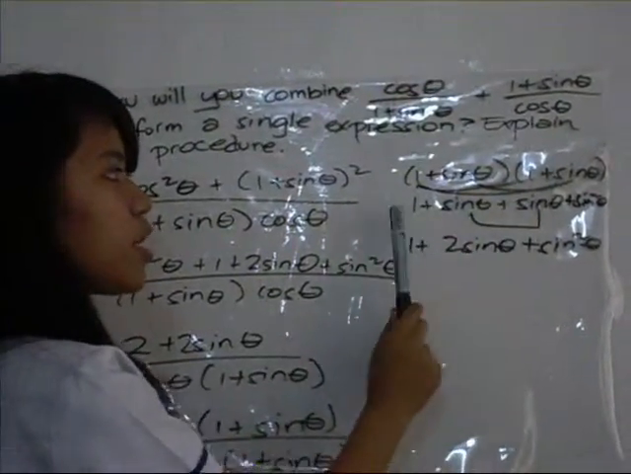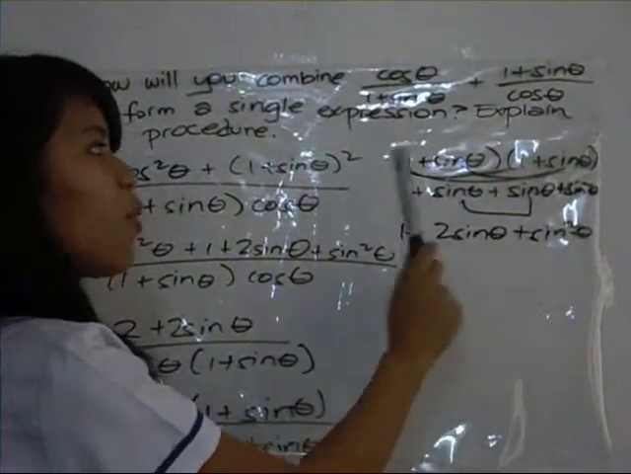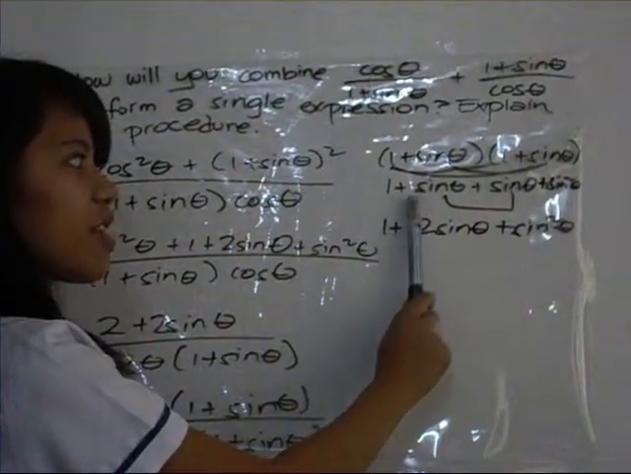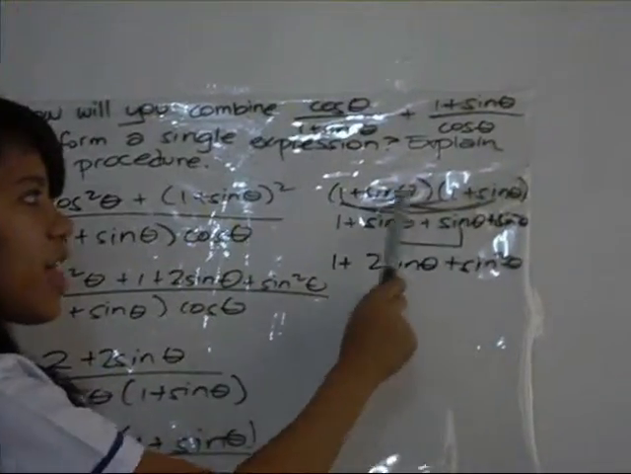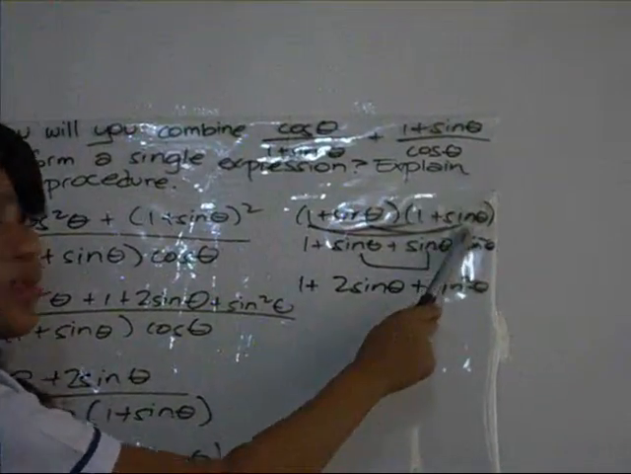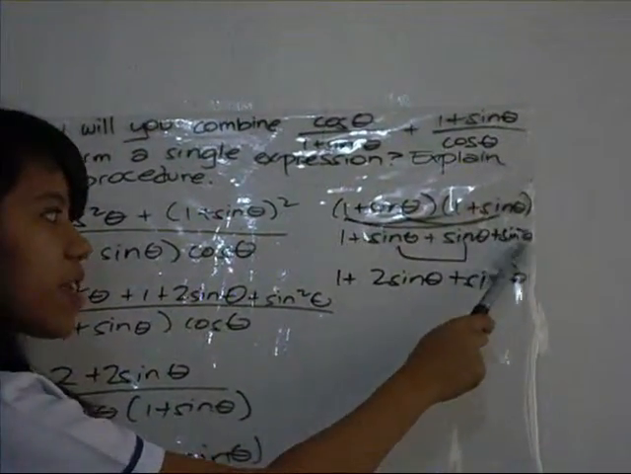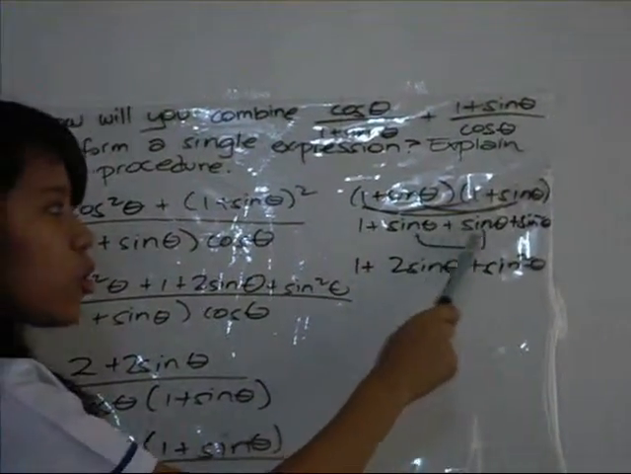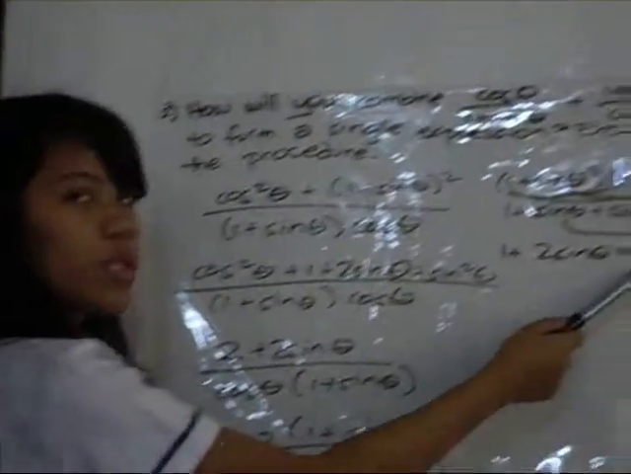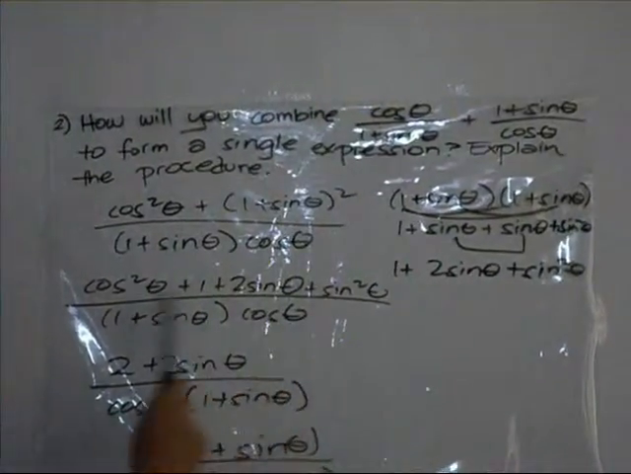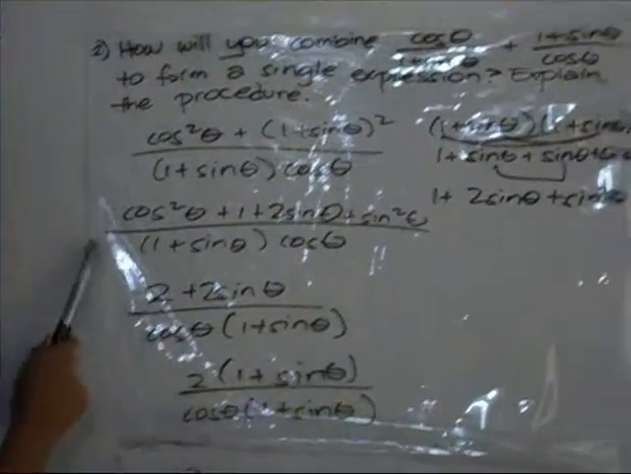First, 1 times 1 is 1. Outer, 1 times sine theta is sine theta. Inner, sine theta times 1 is sine theta. And last, sine theta times sine theta is sine squared theta. And then if we combine these two, this will be equal to 2 sine theta. So if we substitute the value here, this will be the expression.